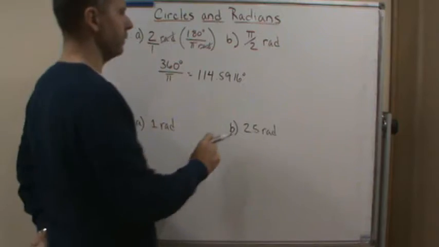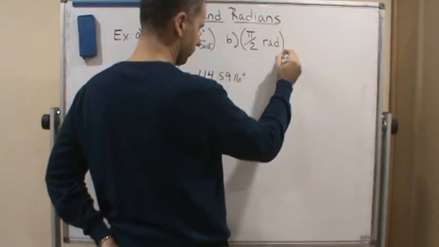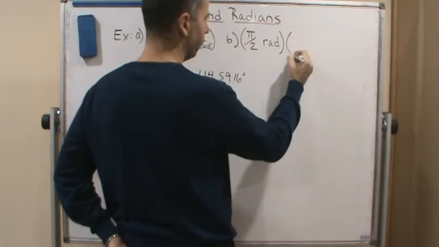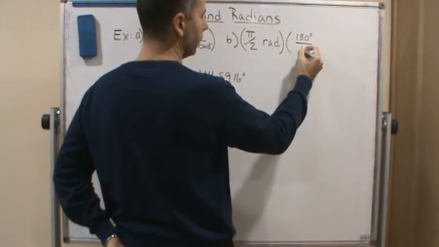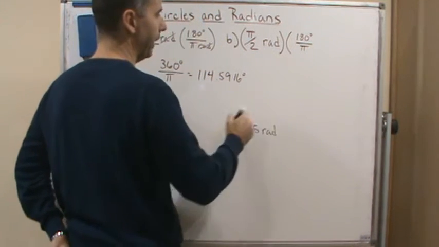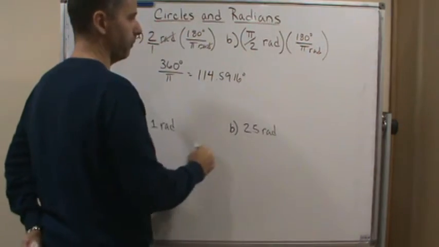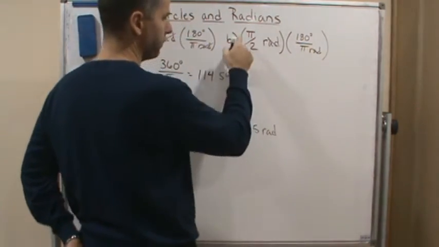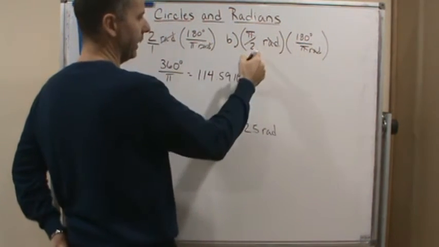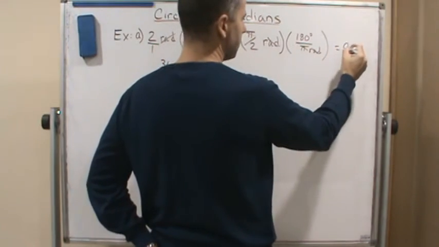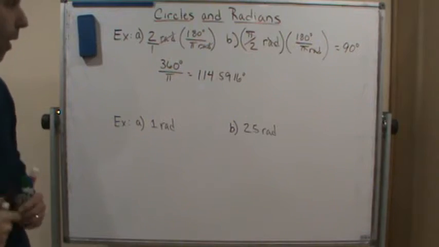Now, what about this one? This is pi over 2 radians. Again, if I multiply this by what? 180 over pi radians. So look what happens here. The radians cancel, but pi divided by pi also cancel, and so we get 180 divided by 2, which gives us 90 degrees.